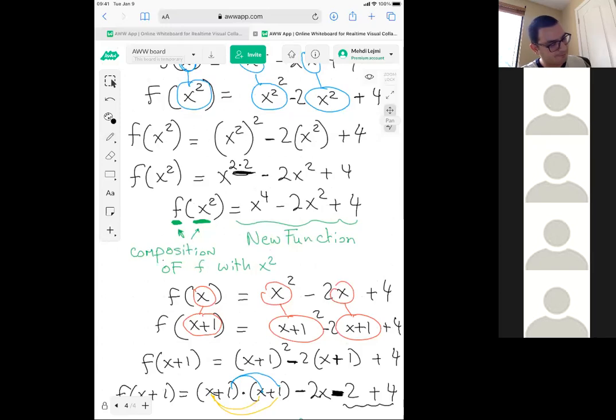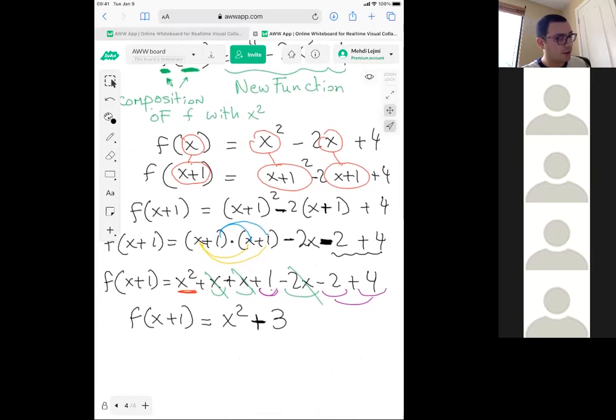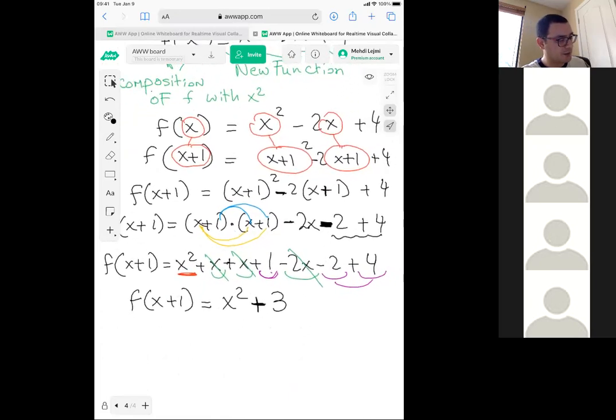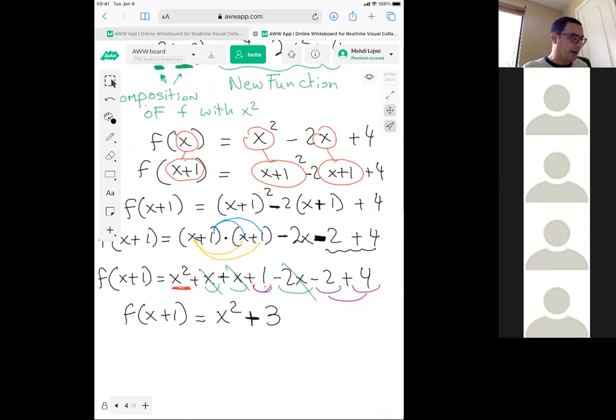Are we allowed to simplify? Yeah, you need to simplify. Yes, absolutely. That's what I did here in this example with x plus 1. You see, I distributed, and then I simplified. So yes, you have to simplify your answer, of course.